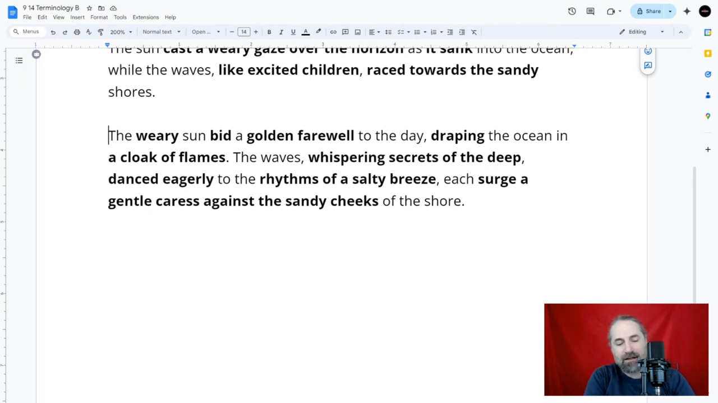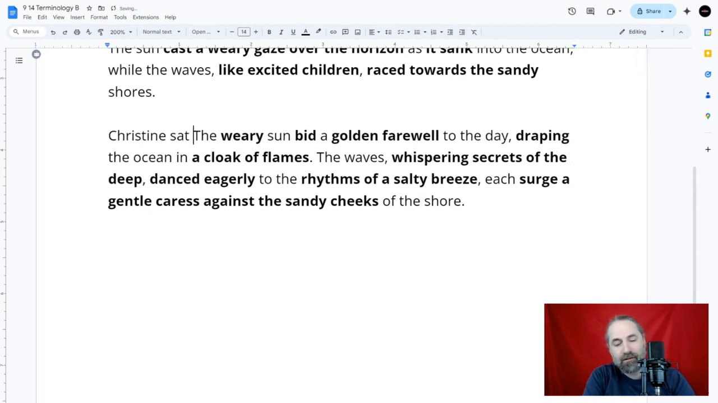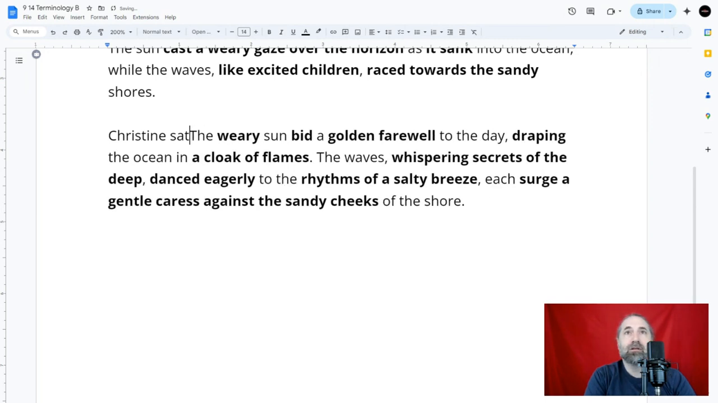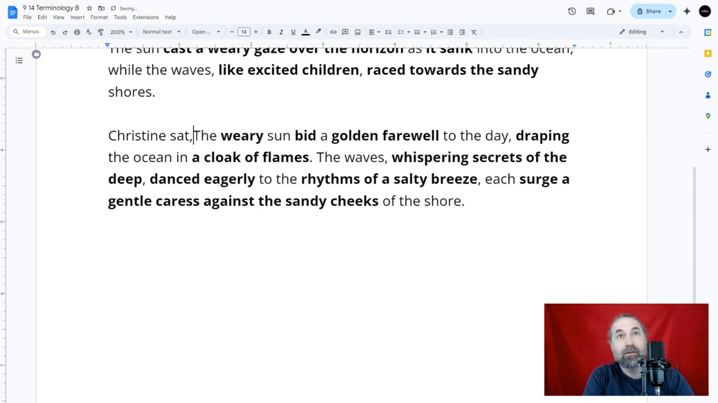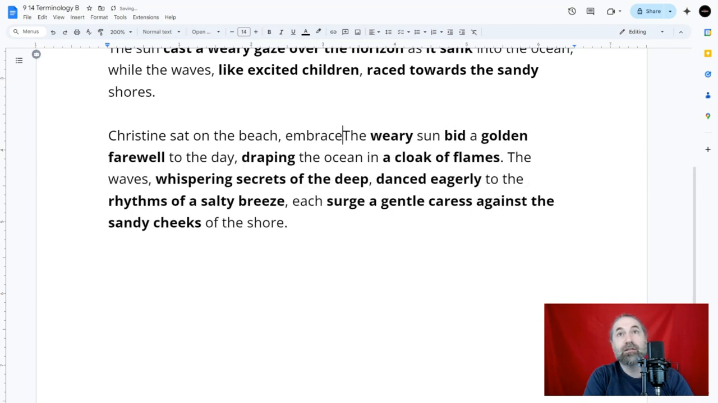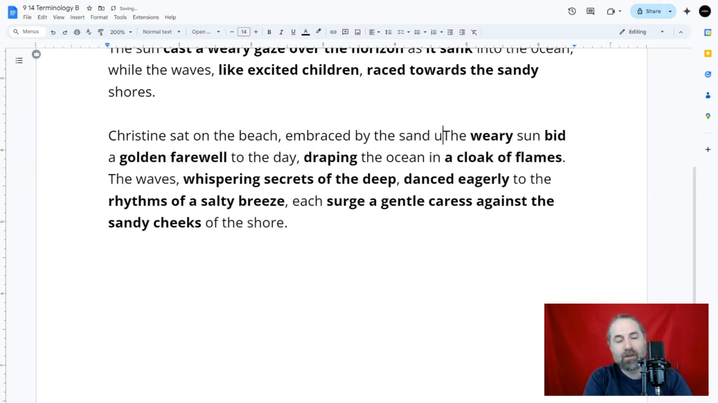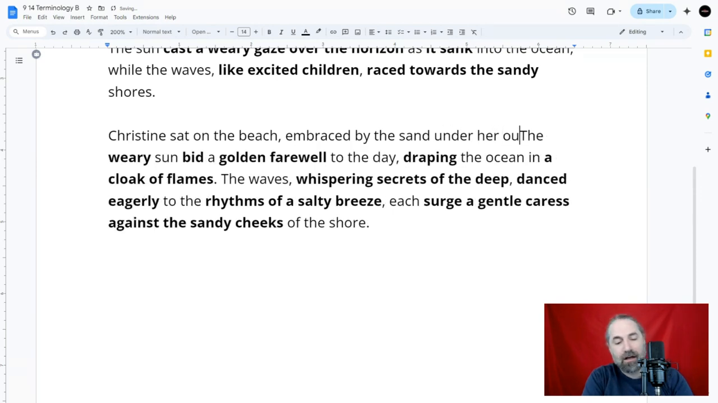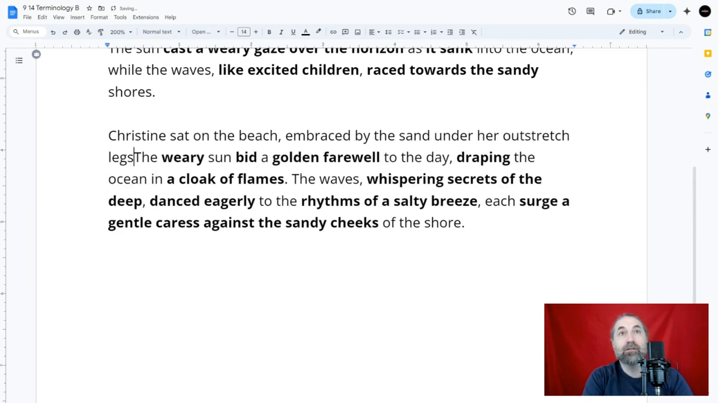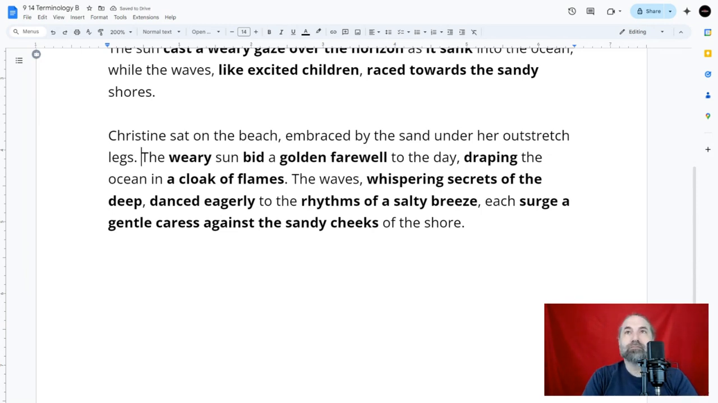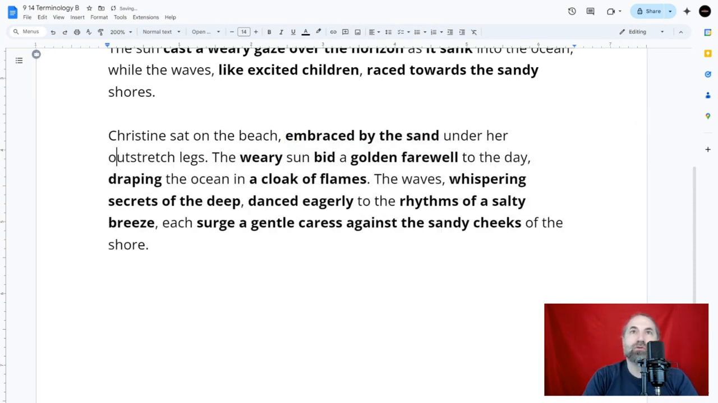you know, you have to add, you know, Christine sat on the beach, embraced by the sand, under her outstretched legs, right? So this is personification, right? So it's choosing it, okay? Now it's in the perspective, the POV of Christine. So now this is she is seeing this all unfold. So this all becomes character development.